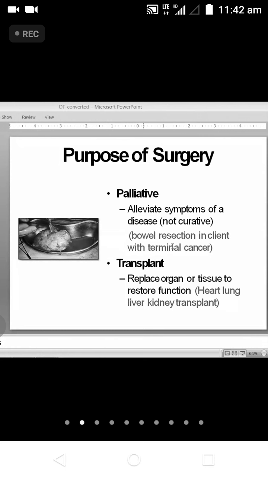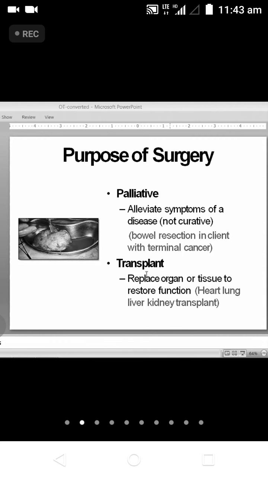For example, bowel resection in a client with terminal cancer. When the client is in the last stage of cancer, that is the 4th stage, and is about to die, if the patient is willing to decrease symptoms like nausea, vomiting, and pain, they can go for surgery, like bowel resection. That is called palliative surgery. Palliative means you are only subsiding the signs and symptoms. You cannot cure the disease. That is what is called palliative treatment or palliative surgery.